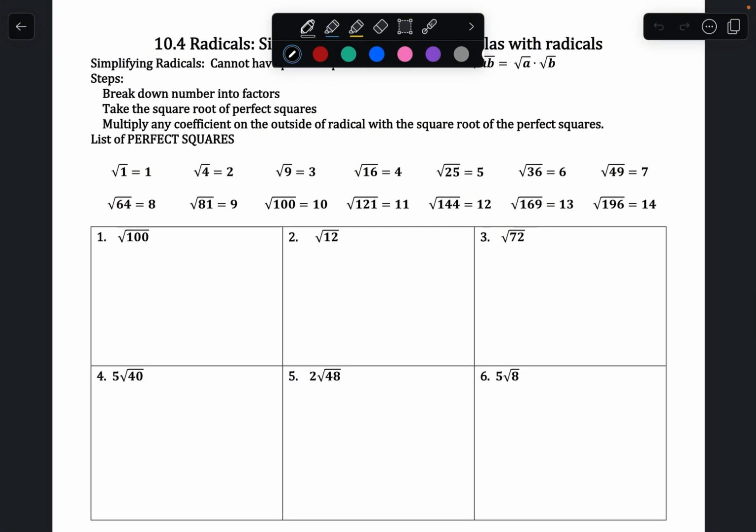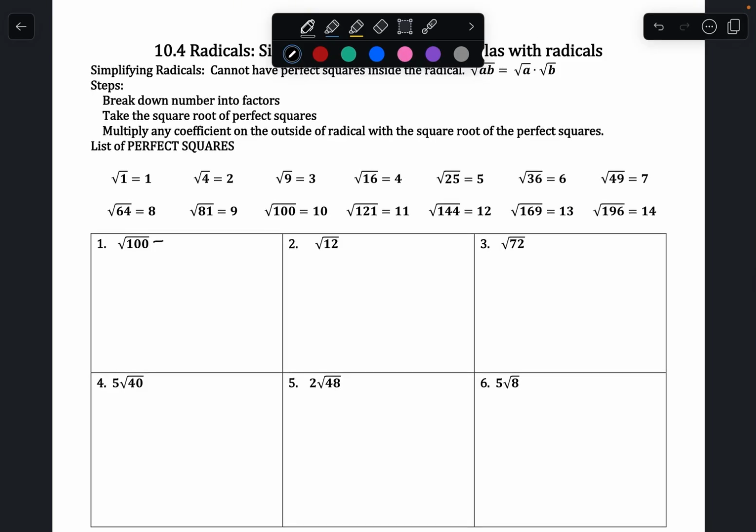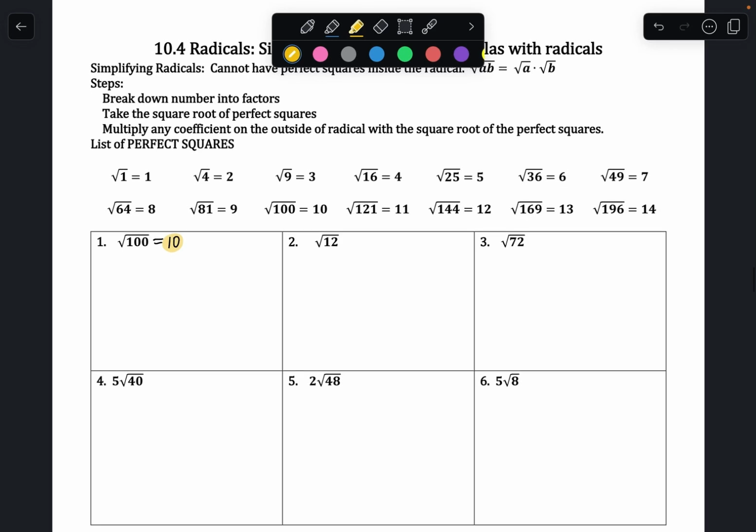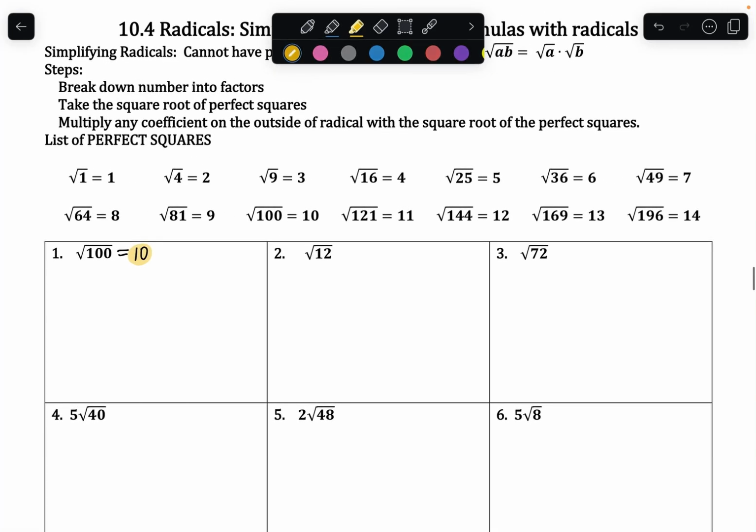And so we have them listed here. And so when you see square root of a perfect square, it's just an integer. So square root of 100 is just 10. That's simplified. If you see square root of a number that is not a perfect square, your goal is to get all of the perfect square factors out from under the radical.